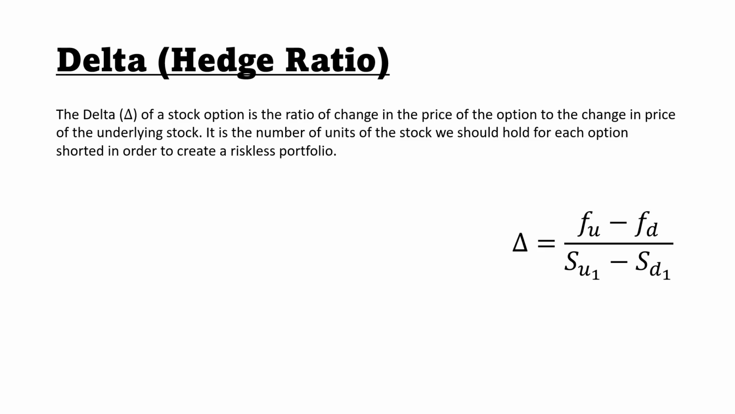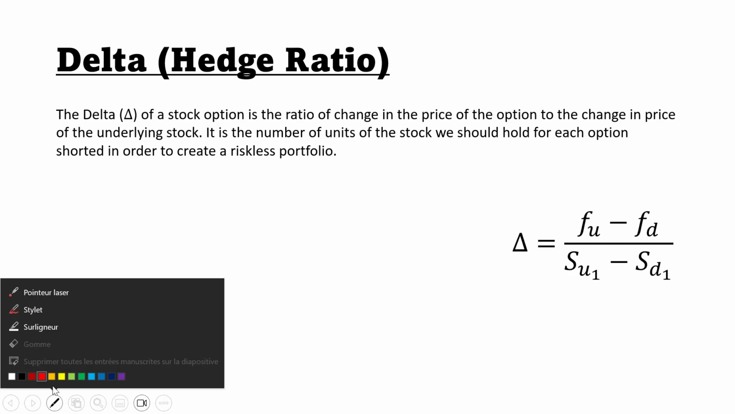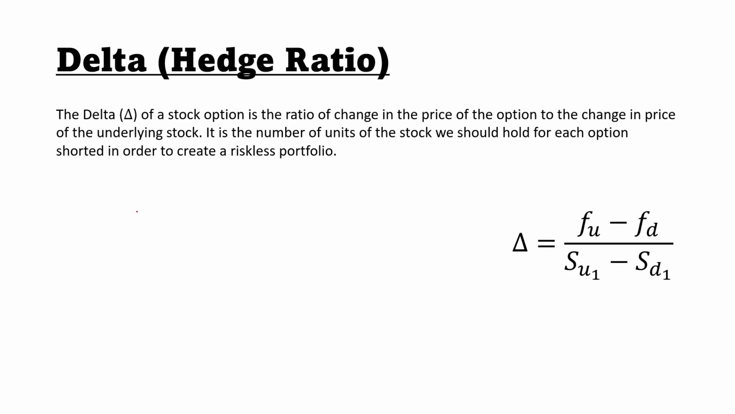Let's talk about the delta, also known as the hedge ratio. Delta is an important parameter in the pricing and hedging of options. Here we have the definition. The delta of a stock option is the ratio of change in the price of the option to the change in price of the underlying stock.